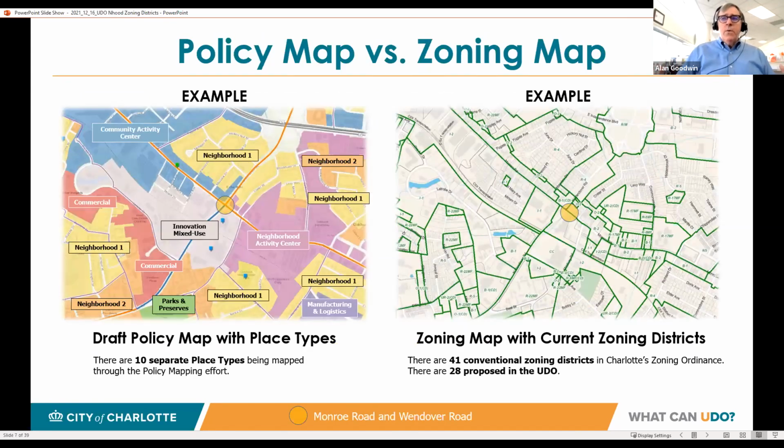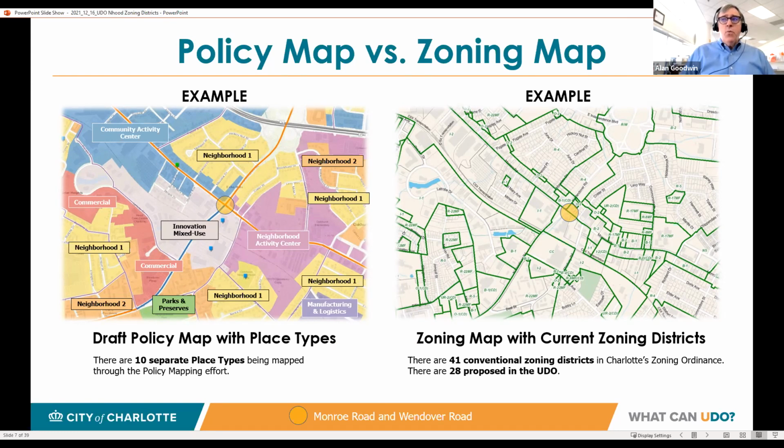Here's another way to help illustrate the difference. On the left-hand map, we have what is currently in our draft policy map, which is the process that we're going through now to map out the new place types across the city. This just happens to be one small geography that I selected. You can see the circle in the middle is actually the intersection of Monroe Road and Wendover Road. And you can see labeled on that map some of the new comprehensive plan place types.